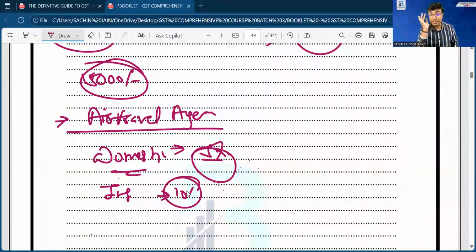This is the thing which we need to keep in our mind. Because if we are working for any air travel agency, we have to keep this point in mind so that we can provide proper consultancy to the air travel agency.